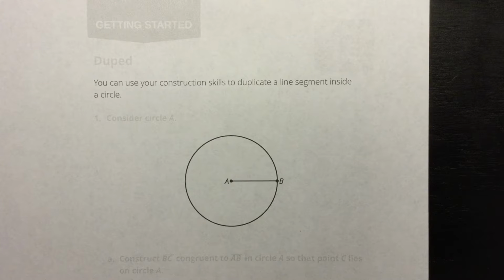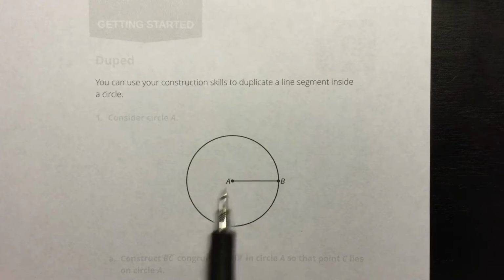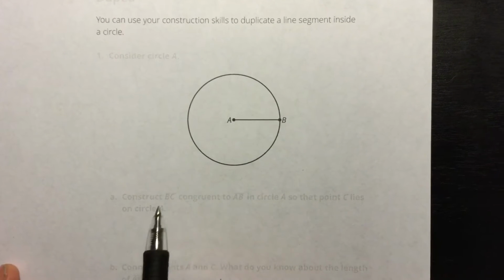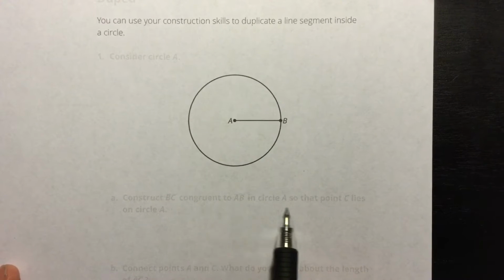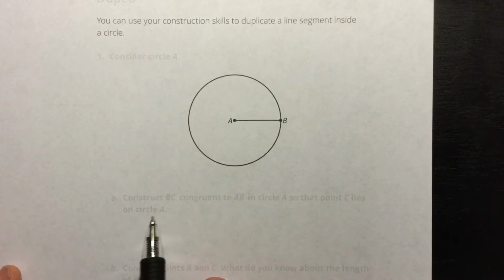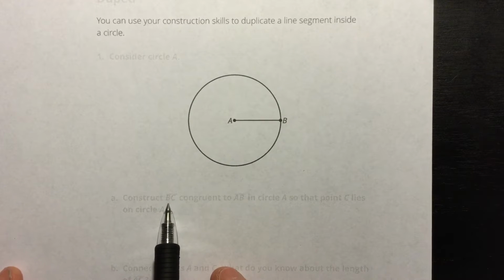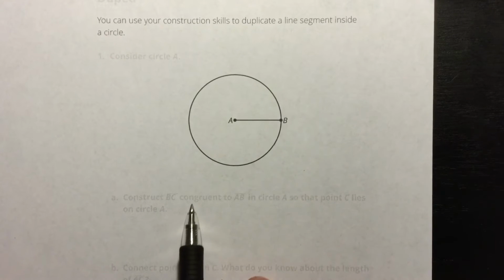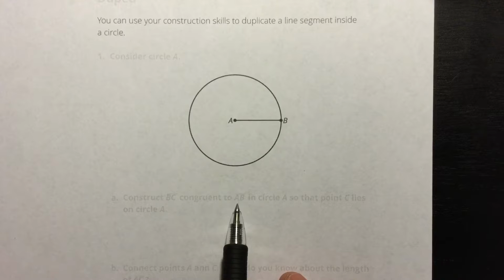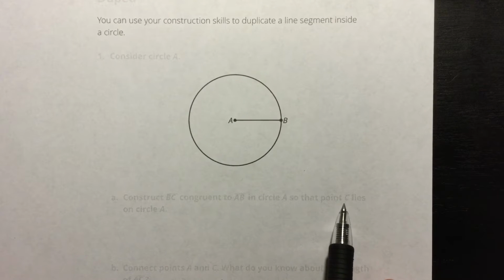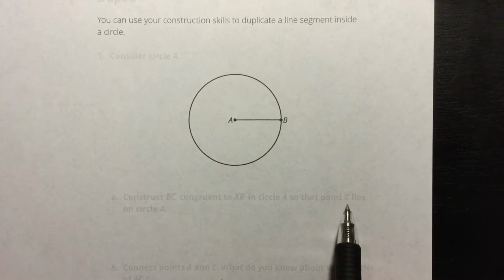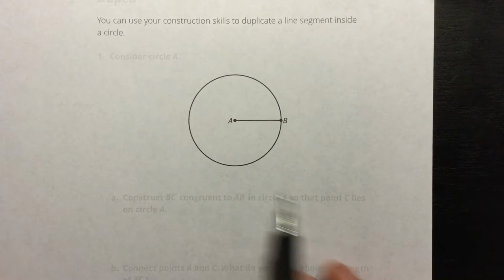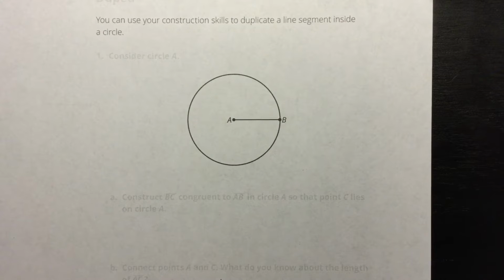So, "Duped." You can use your construction skills to duplicate a line segment inside a circle. So consider circle A, that's this circle right here. Part A says construct line segment BC congruent to AB in circle A so that point C lies on circle A. So the line segment BC means that I need to construct a line segment with one of its endpoints being B and another endpoint being C. And it says that it's going to be congruent to AB, which means it'll be the same length as AB, in circle A so that point C lies on circle A. So I know that my other endpoint, point C, needs to lie on the circle, and I know that the length of the line altogether needs to be equal to the length of AB.